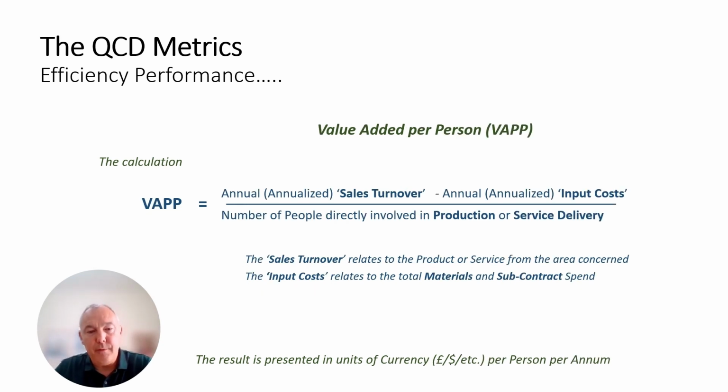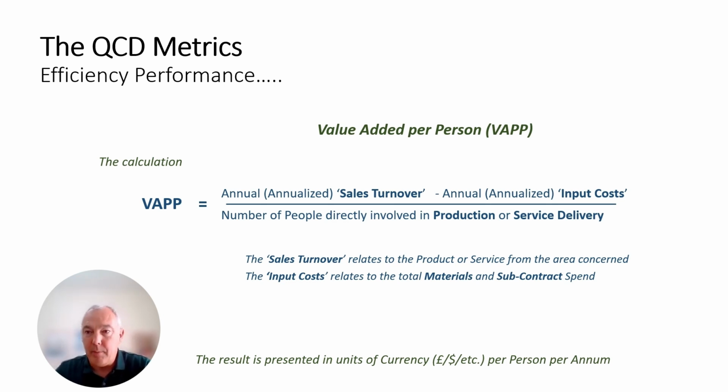Staying on the topic of efficiency measurement, there's an alternative metric that we can use for the measure of people efficiency, and that is to measure our value added per person. We can use it as an either/or or an and to the people productivity that we just discussed, dependent on our business needs. We calculate the value added per person by determining the annual sales turnover, so the value of the product or service that's been sold from our area, and we subtract from that the total input costs that were required in order to achieve those sales.